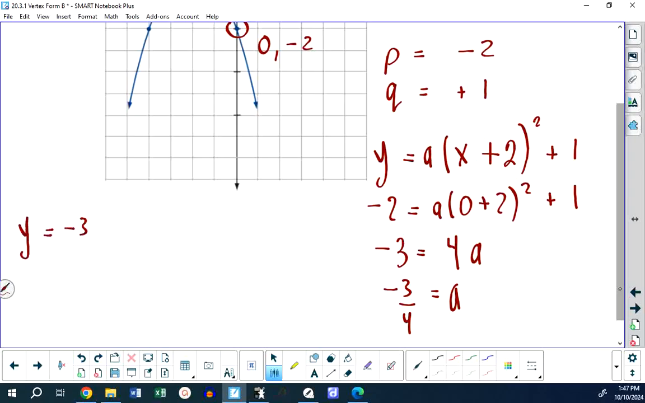So the equation is y equals a times x minus negative 2 quantity squared plus 1. That's the function. And again, if we had longer classes, I guess we could sketch it and look at it and see that it matches. But I'm not worried about that.